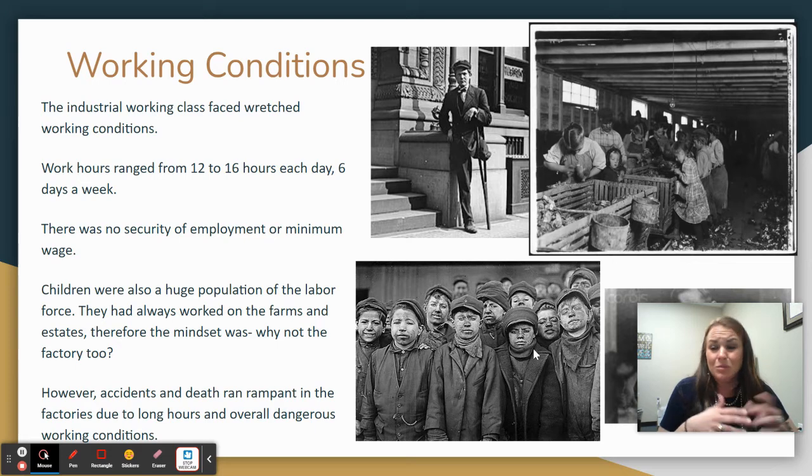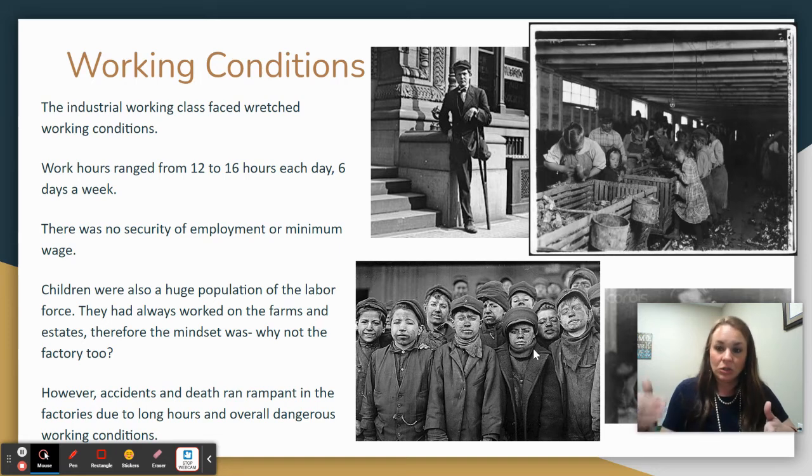And again, there was no minimum wage. There were no guarantees. It was a dog eat dog world. And again, because of all of this, you have the rise of reformists and you have the progression towards, hey, things have got to change.